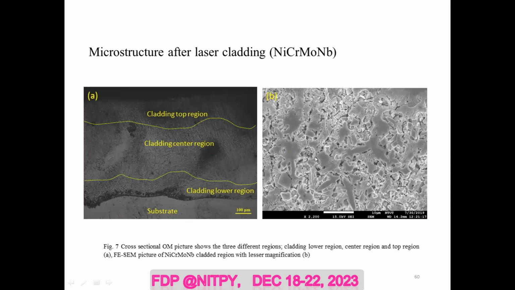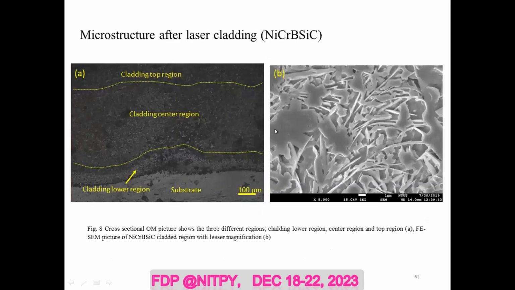And then the microstructure after the laser cladding with Colmonoy 5 powder particles. In these powder particles, you can see how the structures were changed, with the interdendritic structures. Here also the region of the coatings is with different regions like lower region, center region, and top region, which shows some different structures.